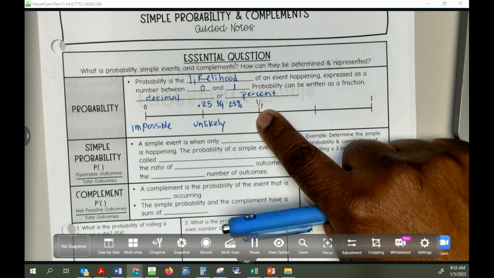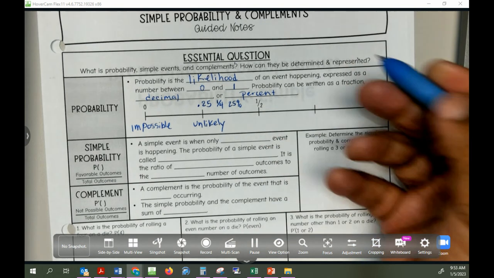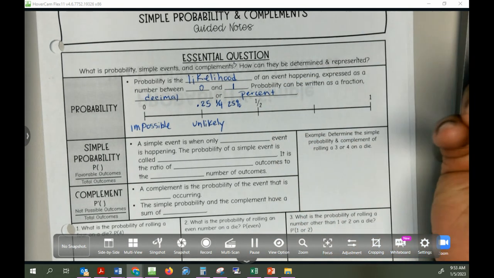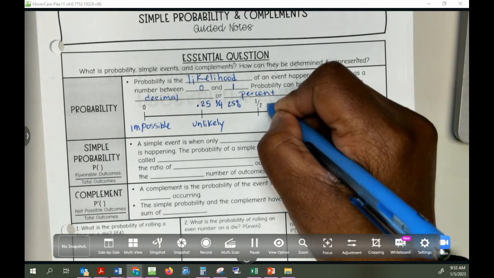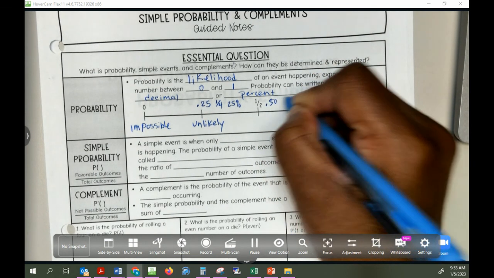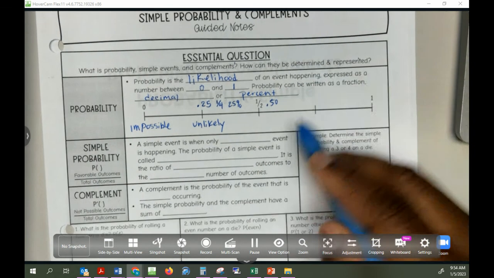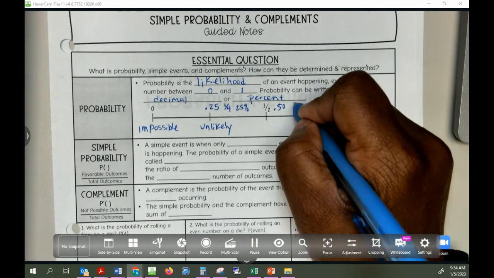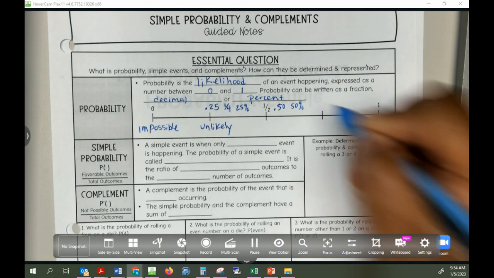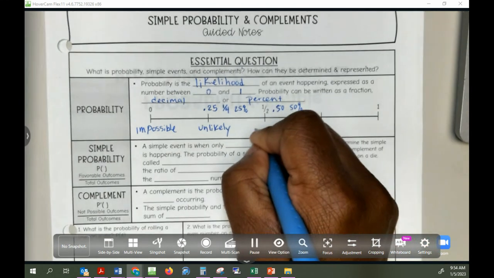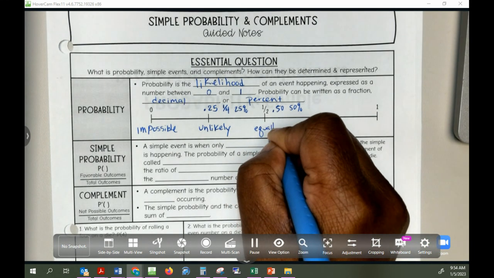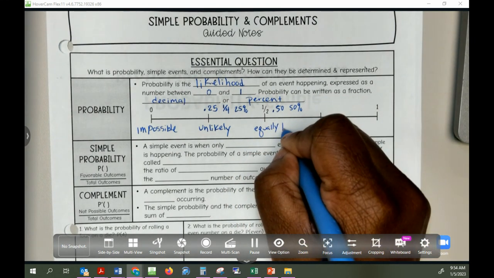So if it's half, as a decimal, 1/2 is what? Right. So 0.50. And as a percent, we just took the decimal over twice. That's 50% of a chance. That means that it's equally likely.